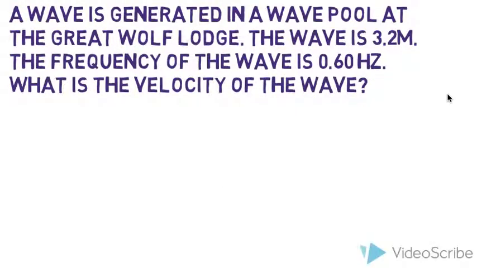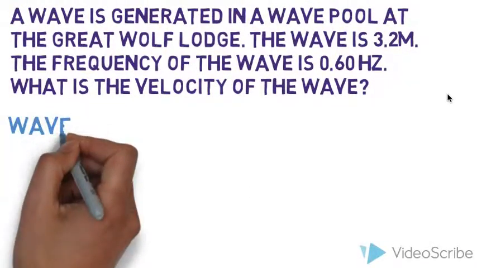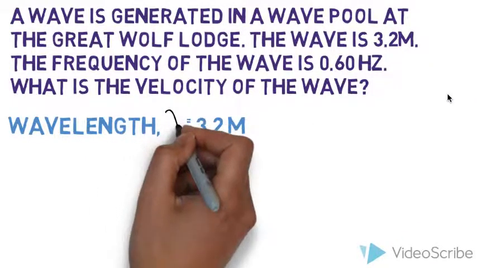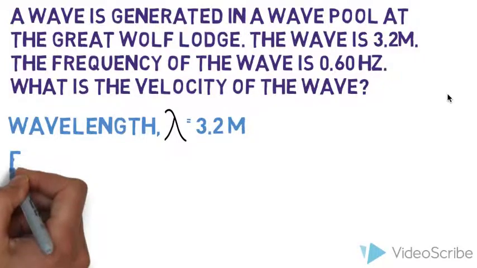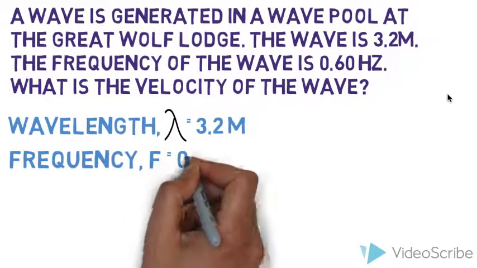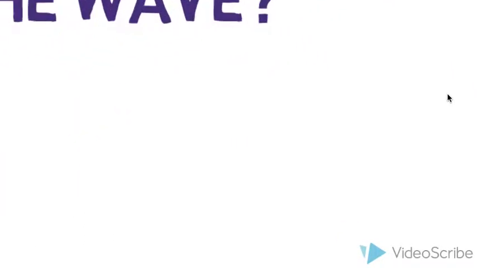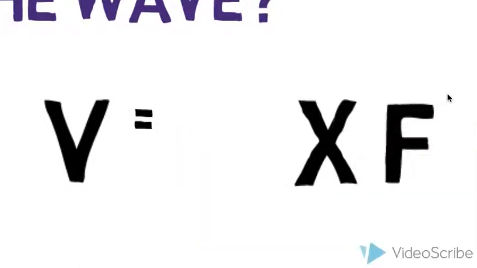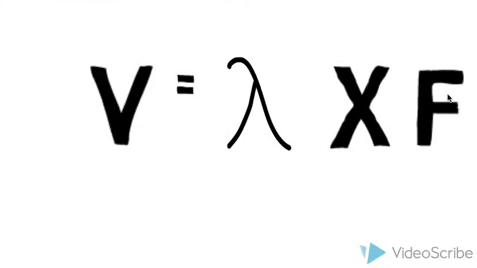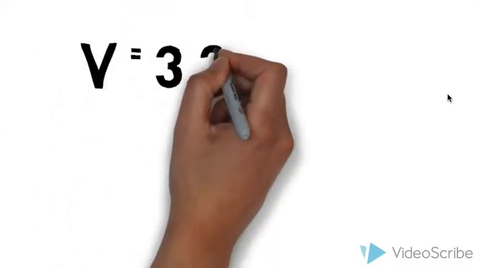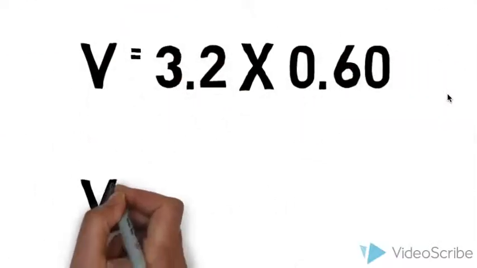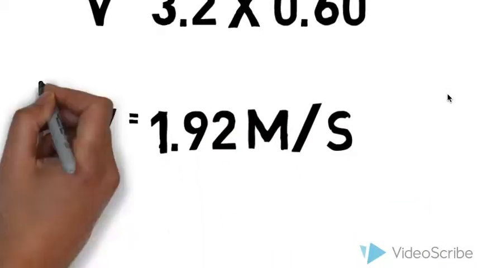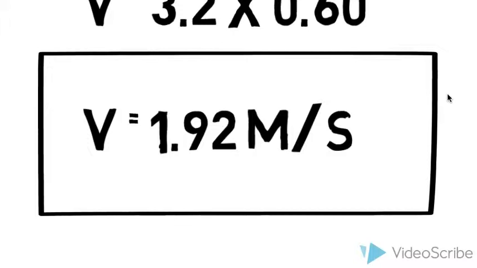So first we need to know that our wavelength, or lambda, is equal to 3.2 meters. Second, we need to know that our frequency is 0.60 hertz. So again, our formula is V is equal to lambda times F. This needs to go in your formula sheet. Once we plug those in, V is going to be equal to 3.2 times 0.60, and our answer is going to be 1.92 meters per second.